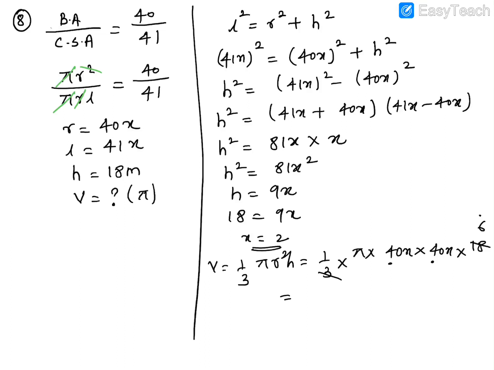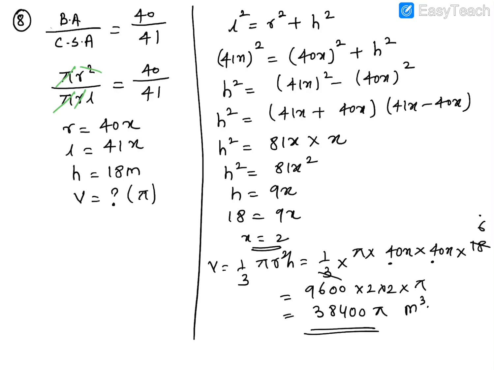960. So 960. 16 6s are 96. Then 2 more zeros. X squared, that is 2 into 2 into pi. So 96 into 2, 192, 384. So 38400 pi cubic meter. Okay.